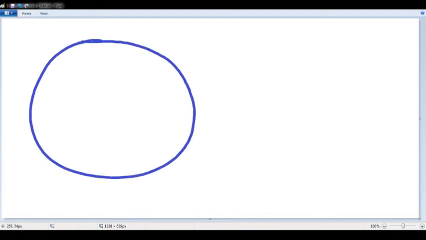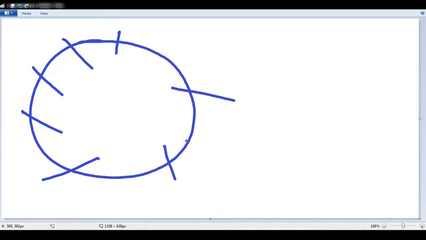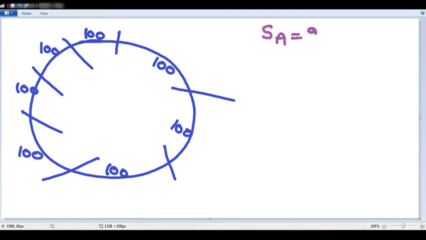I made it into 10. So 7 equal parts: 1, 2, 3, 4, 5, 6, 7. So this is equally distributed, 100 meters each. All 7 are equally distributed. SA is 20 meters per second, SB is 50 meters per second.